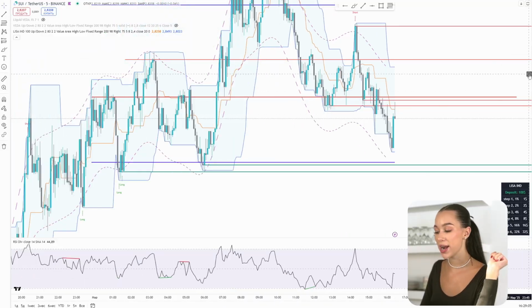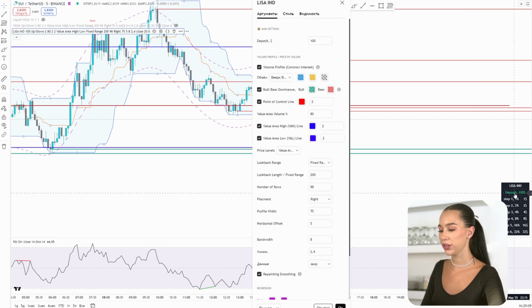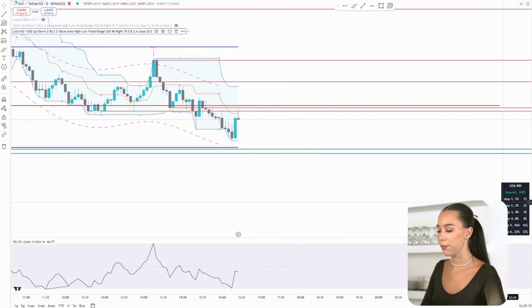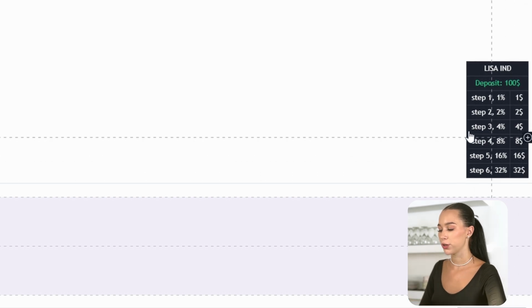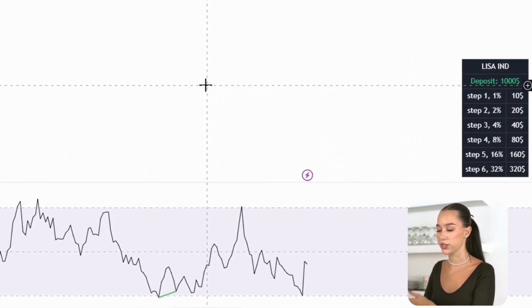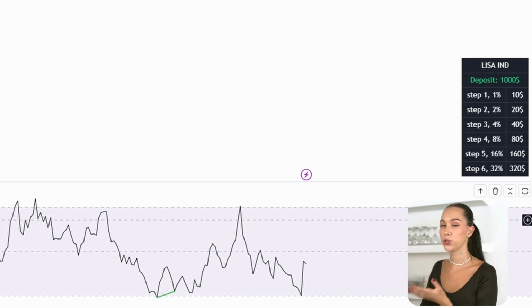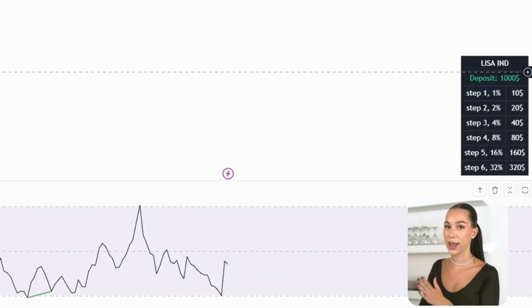So the first feature that I have here is our catch-up system. Here you can just type in your deposit, for example, $1,000, and here you will see all of the steps for a catch-up system. The first one, second one, third one, and more. For example, the first step is $10, then $20, then $40. It's not actually that difficult to calculate all of this, because you just double your amount of money every time.